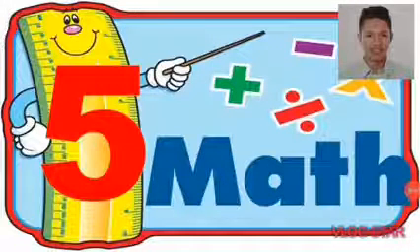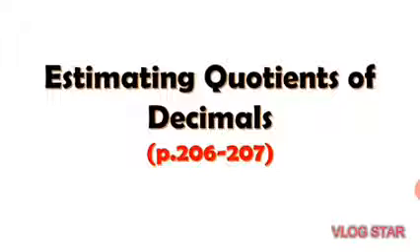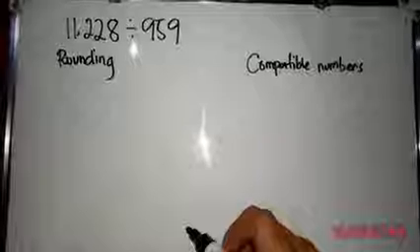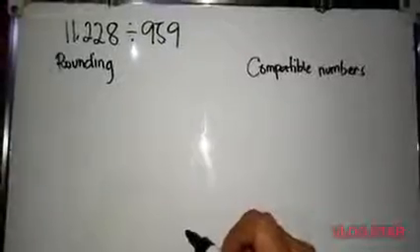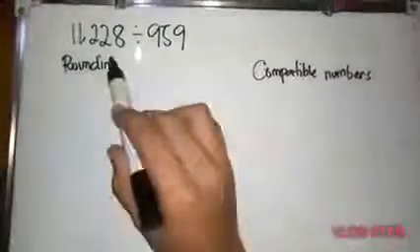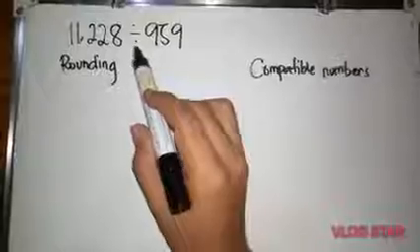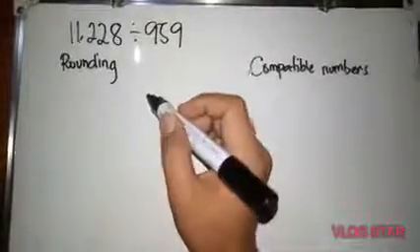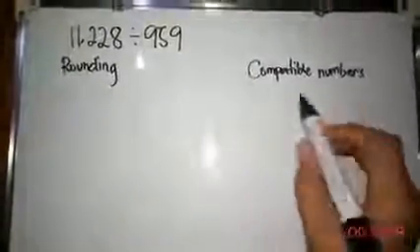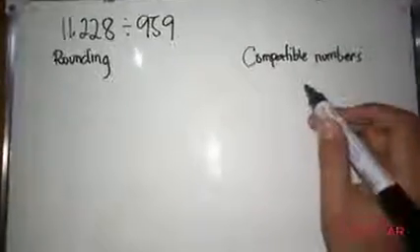Hello class, good morning. Our topic for today is estimating quotients of decimals. Let's estimate the quotient of 11,228 divided by 959 using rounding technique and compatible numbers.